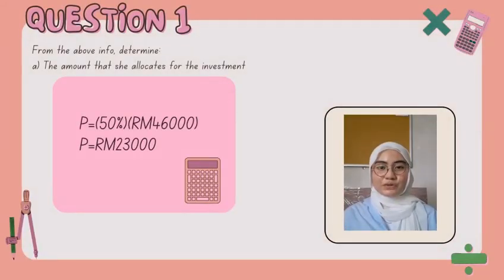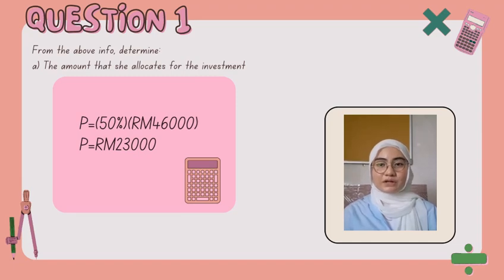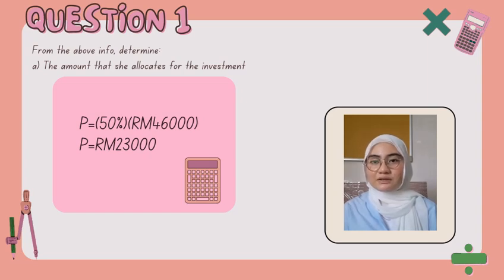Now, I'm going to show you how I solve question number 1. Question number 1 is about compound interest. The question is: Helena recently received her Employee Provident Fund (EPF) after selecting a pension scheme. With total savings of RM 46,000, she plans to invest 50% of that amount in an investment scheme for a duration of 10 years. She has two options to consider.